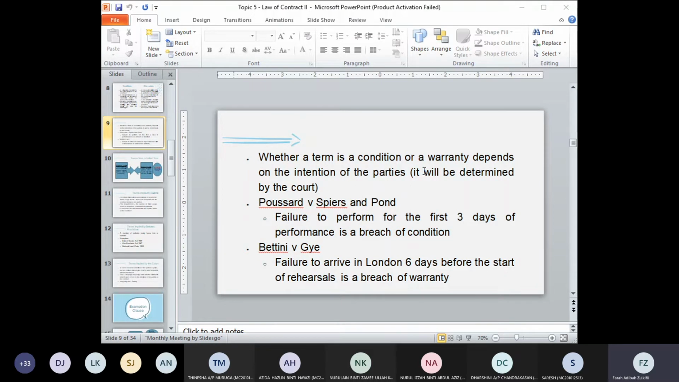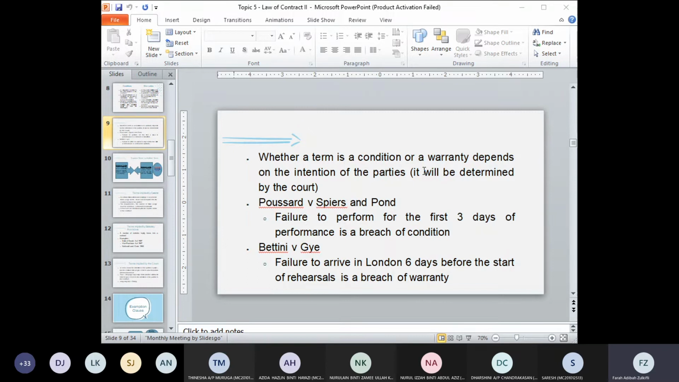So the agreement states that for 1 year, Bettini must perform around London only. So she cannot go farther from London for 1 year. And then the terms of the contract also state that for 4 months, Bettini must perform for the defendant. So Bettini must perform for Guy. So Guy will pay Bettini around £150 per month.